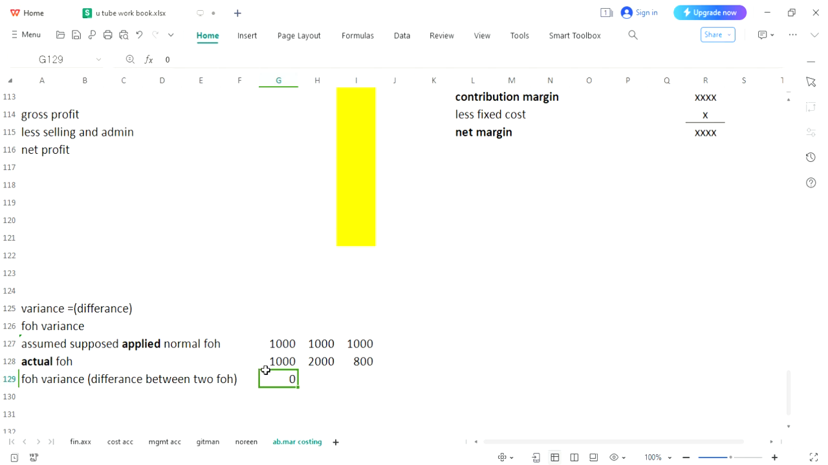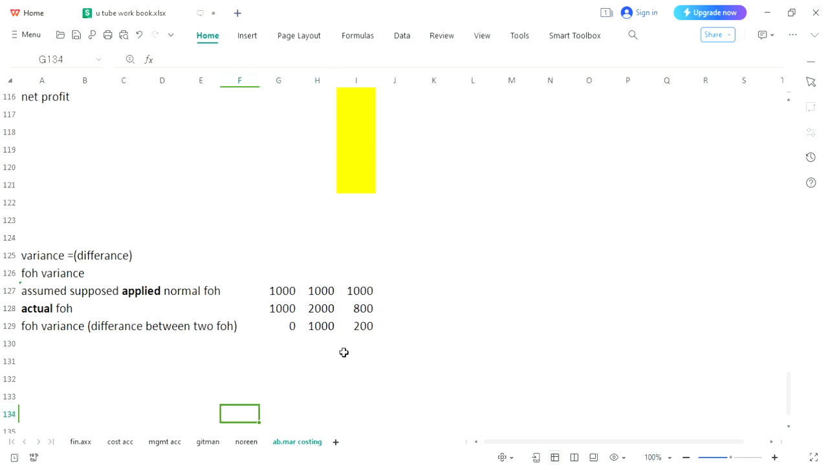In the first case there is no variance because applied FH and actual FH are equal. Okay, come over here. When applied FH is 1000 and actual FH is 2000, there is a variance. How much variance? That is 1000. In that case we will decide what kind of variance it is. And here applied FH was 1000 and actual FH is 800. Again there is a variance of 200, but in this case the variance would be considered in a different way. How? Applied was less. Please note it down. Applied was less. So you will make a rule over here.